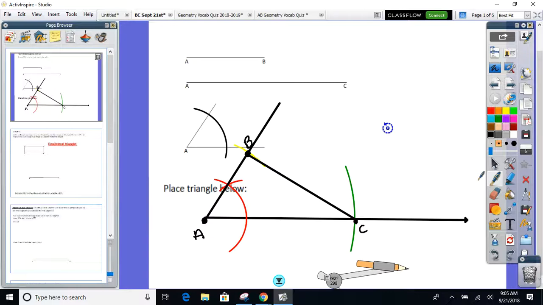Questions, comments, any concerns here? Now, the one great thing about constructions is, let's say you got nervous and you were like, I don't know if I did this right. Best thing you can do right now, take your compass, measure AB, make sure one side has that length, measure AC again, just to check that each side has those lengths. Okay, you can always go back and check.